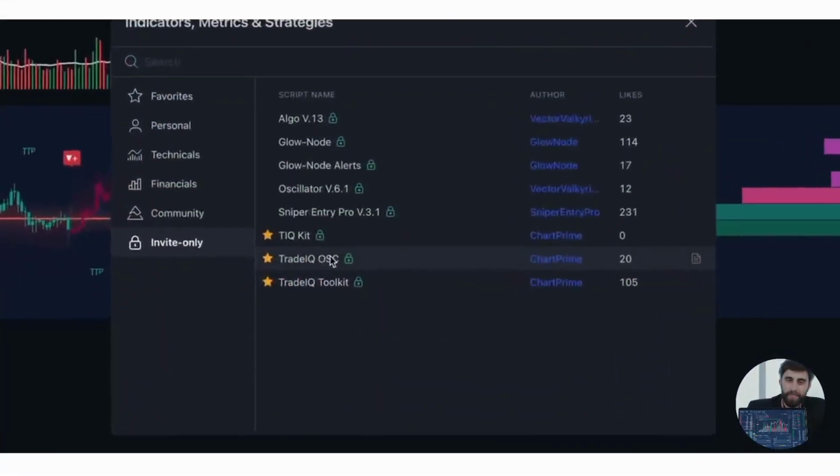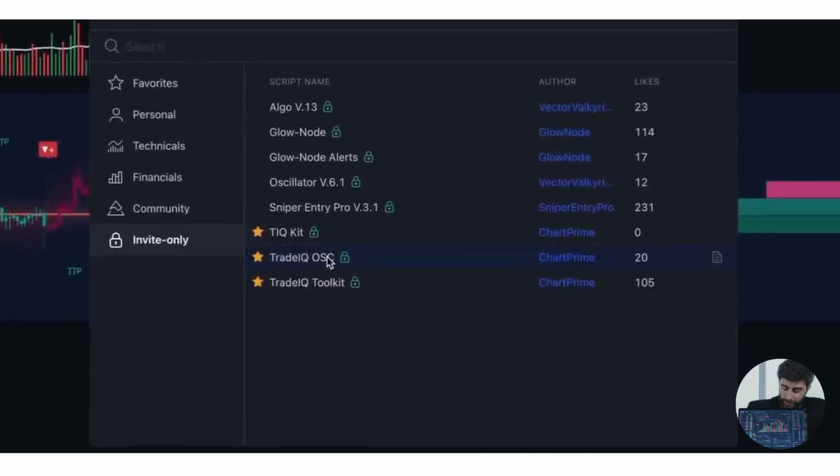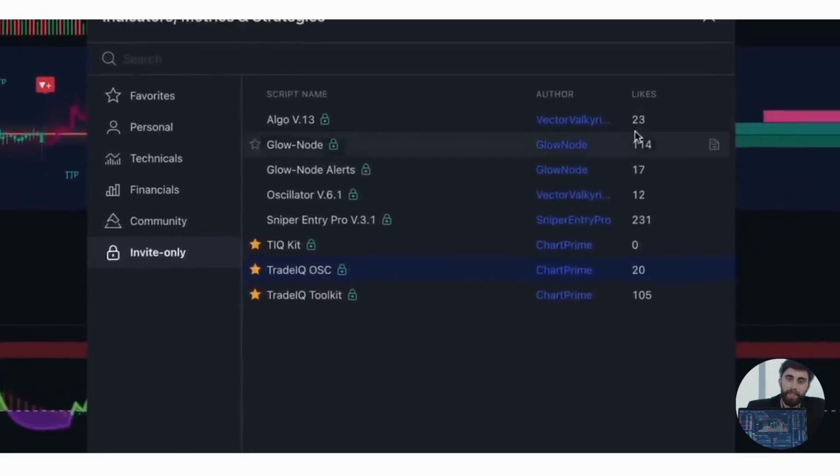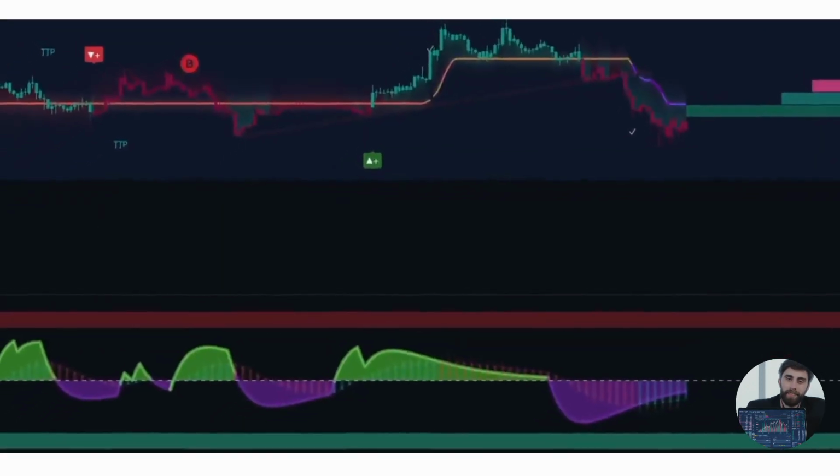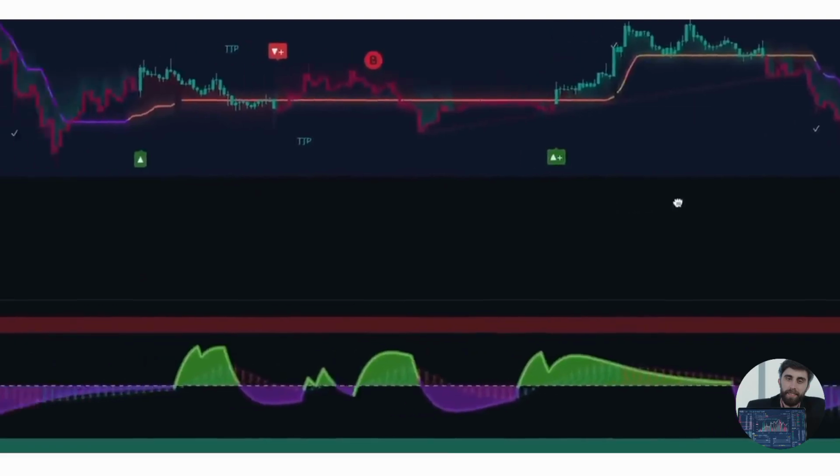To maximize indicator accuracy, use the Trade IQ Kit with the Trade IQ Smart Oscillator. This combination is super powerful as it eliminates all fake signals.